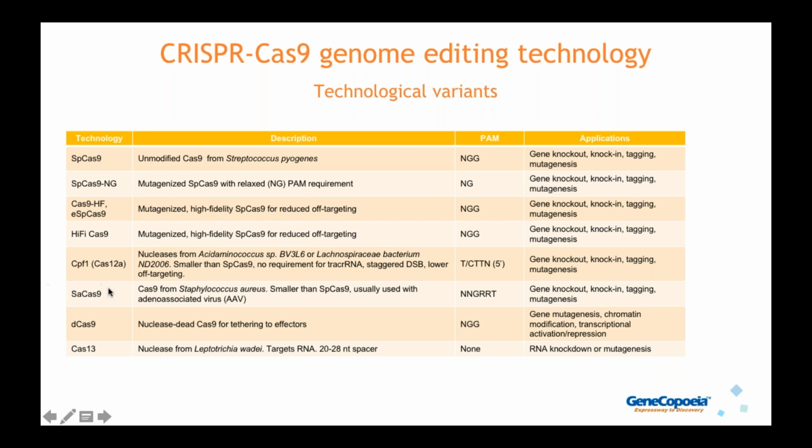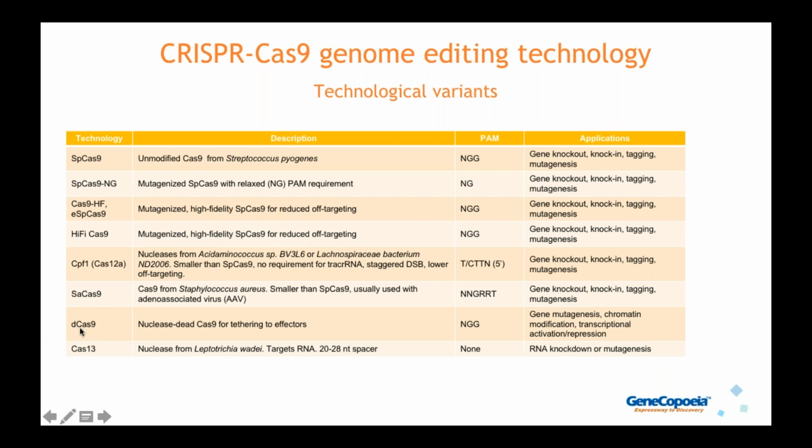Another species of Cas9, SA-Cas9, has also been used. This comes from Staphylococcus aureus, and it's smaller than SP-Cas9, and so its main usage is with adeno-associated virus, or AAV, and that has yet a completely different PAM requirement. Now, this is not as widely used as SP-Cas9, though, in general, because it doesn't have as high efficiency or specificity as SP-Cas9.